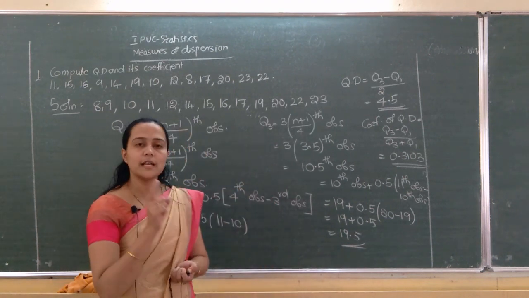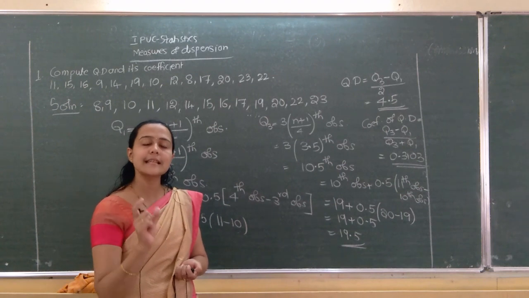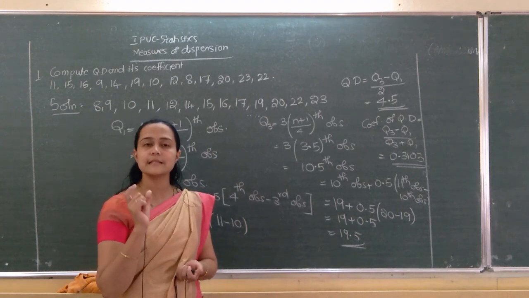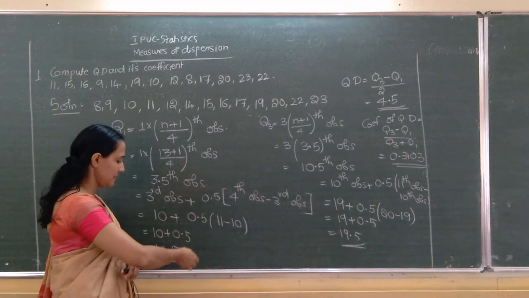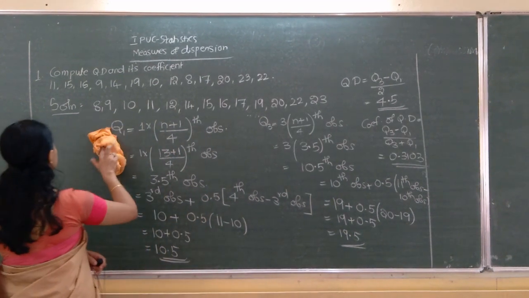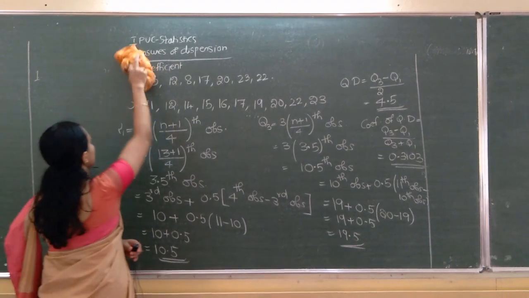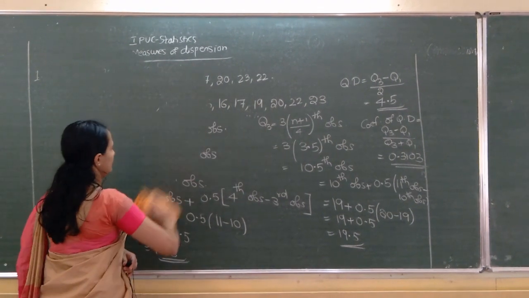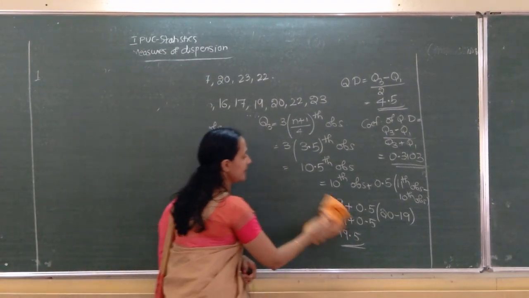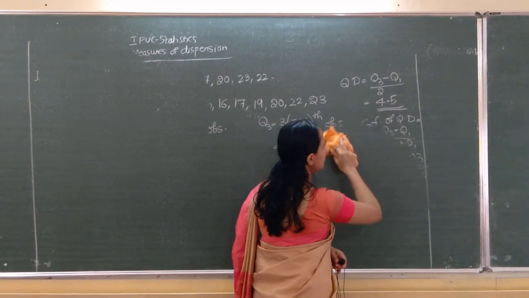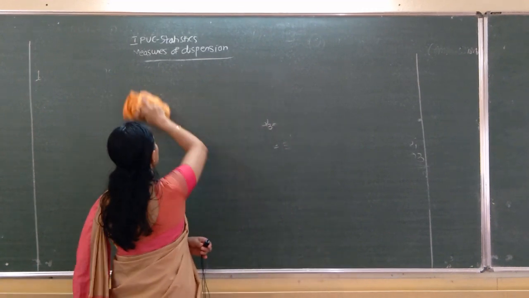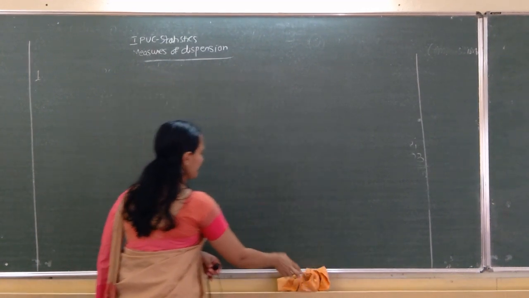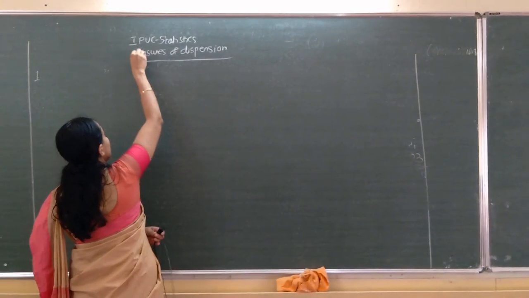So, this is about raw data. Suppose a discrete series is given. A discrete series means a series which contains x values and f values. X values will be there, respective frequencies will be there. How to find QD and coefficient of QD?